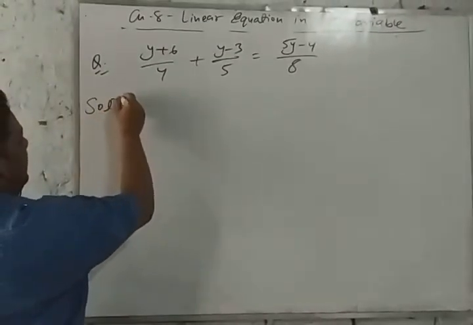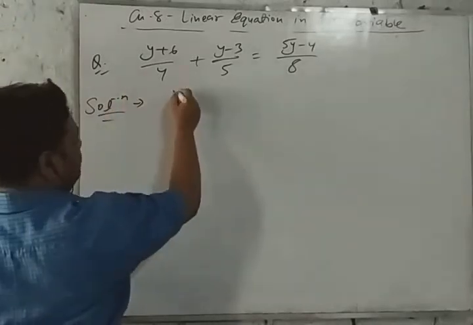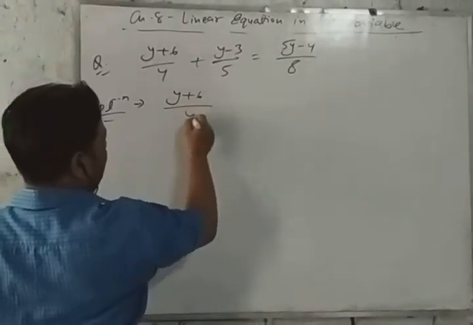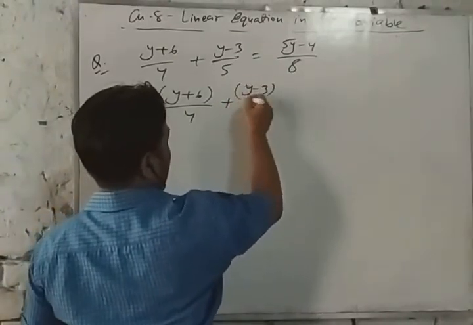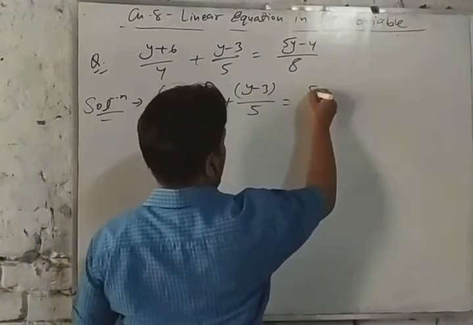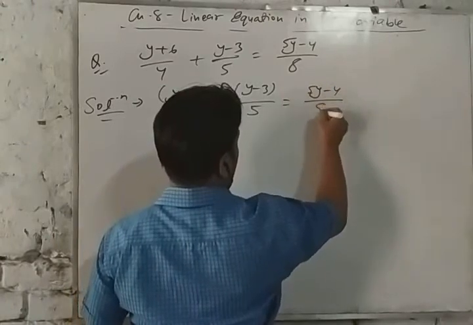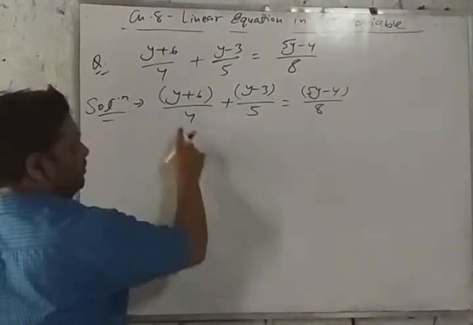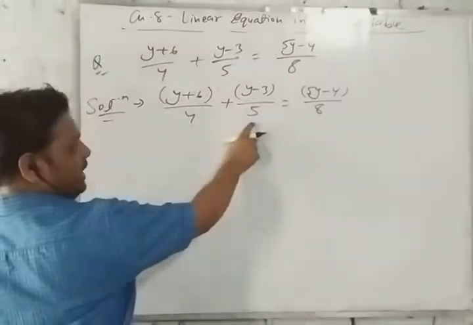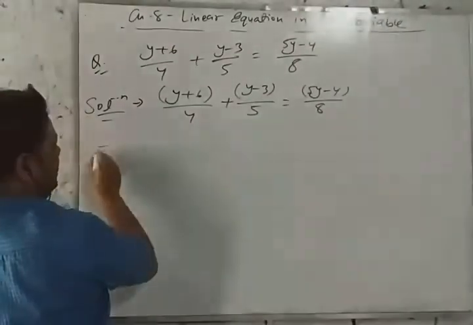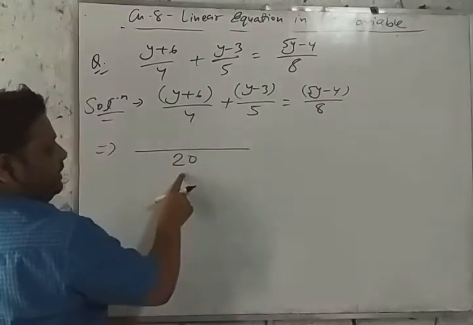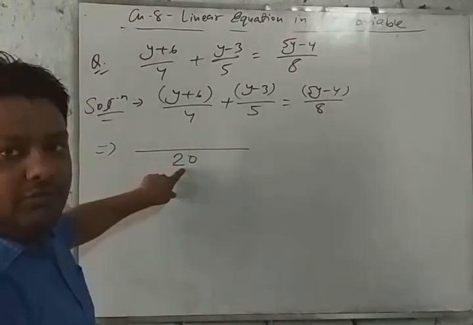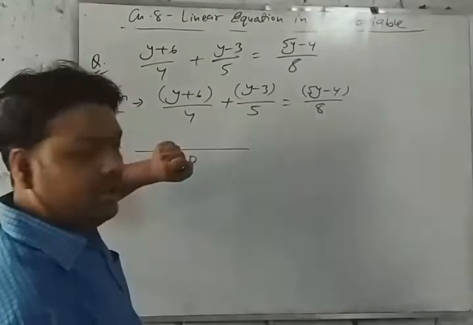So at first we will write solution. Then same question we will write, but we will keep it in bracket every binomial. y plus 6 by 4, y minus 3 by 5, 5y minus 4 by 8. Now here we have to add. So what is the LCM of 4 and 5? 20. Then 4 into 5, and the result will be multiplied with the whole term of the numerator.